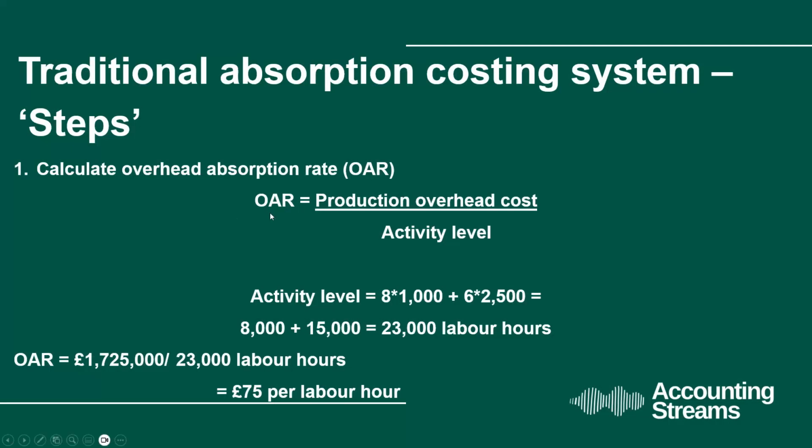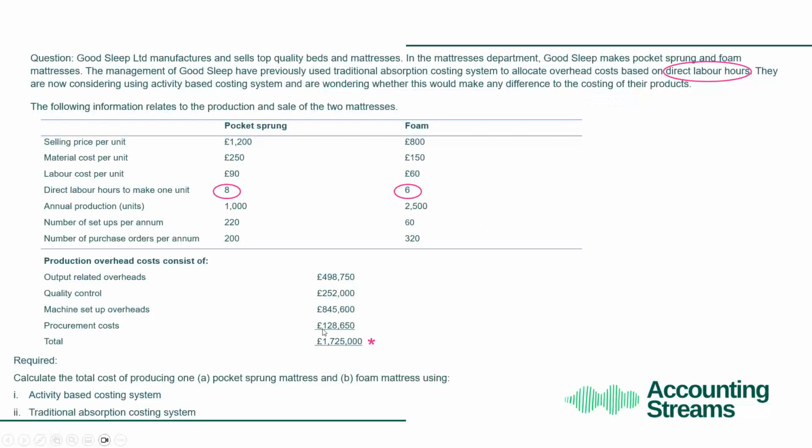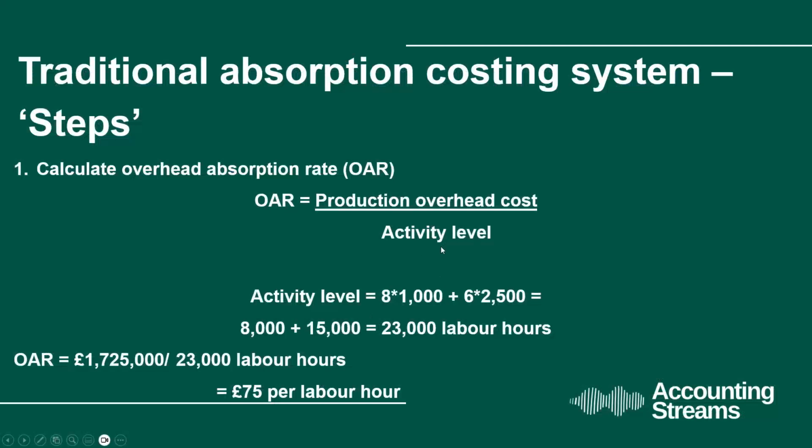So our overhead absorption rate will be our production overhead costs, which we are given in the question as £1,725,000, divided by the total activity level, based on direct labor hours. That will be 8,000 hours plus 15,000 hours, which gives us 23,000 labor hours. So our overhead absorption rate will be £75 per labor hour. We can then work out our total unit cost.